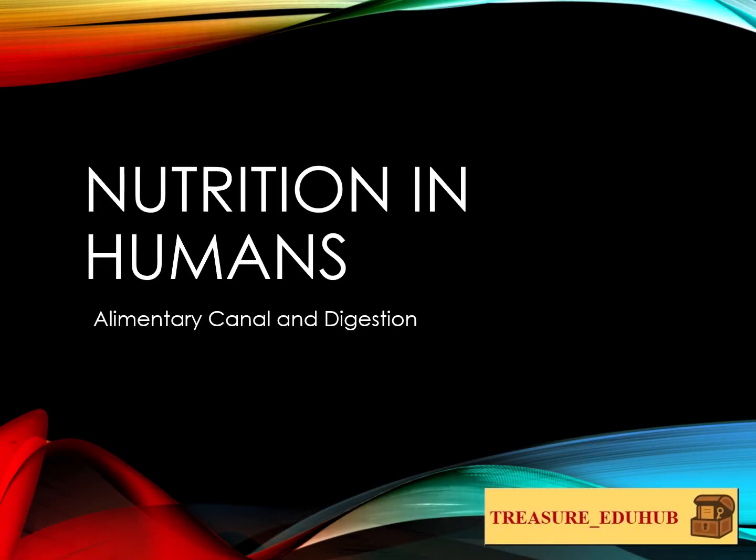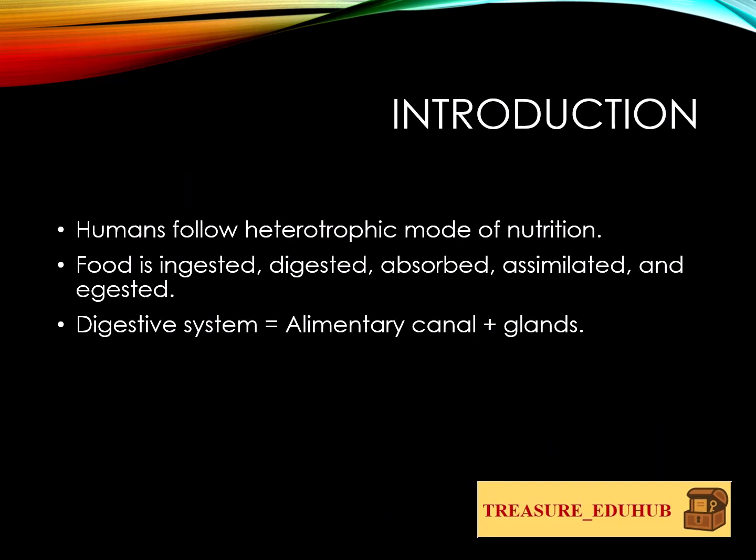Hello students, let's learn about how nutrition is carried out in humans. Humans follow the heterotrophic mode of nutrition, in which a human or any animal will first absorb their food, take in their food, and then digest it in their body. For this, humans have a digestive system, which is also called the alimentary canal.